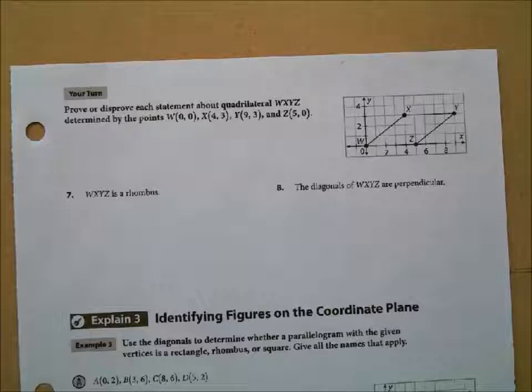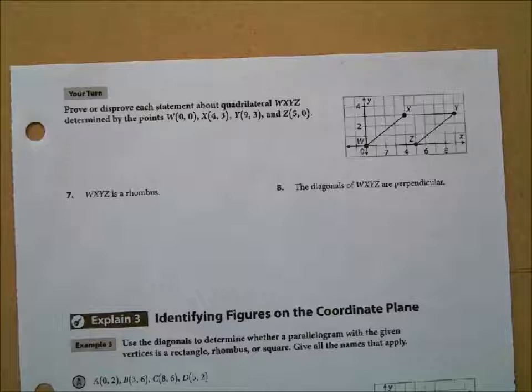All right, Emmanuel. Did you do 7 or 8? I did 8. Okay. So how did you go about showing the diagonals of WXYZ are perpendicular? Well, first of all, did you get it to work? Were you able to show the diagonals are perpendicular? Well, I did the slope of WY and then the slope of XZ. Okay. What did you get for the slope of WY? 3/4.